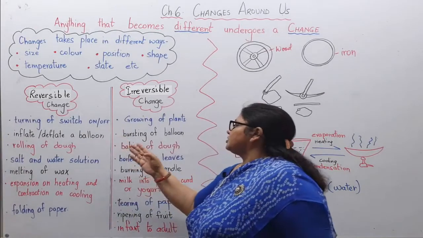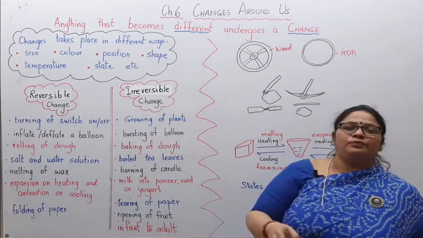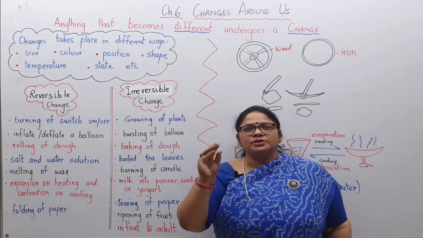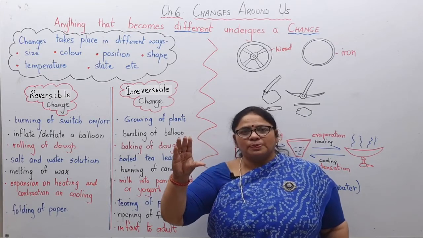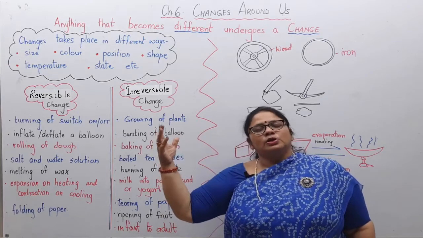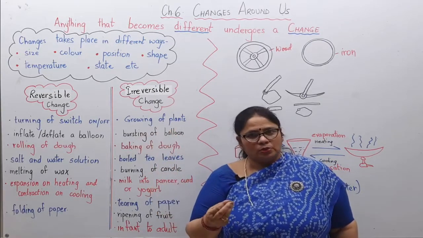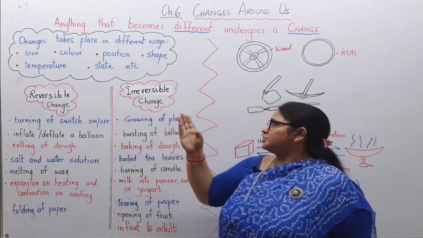In the same way, children, growing of plants. You must have sowed a seed. The seed gradually grows into a small plant, and then this plant grows into a big tree. Can you bring the tree back to the seed? No. So that is an irreversible change.